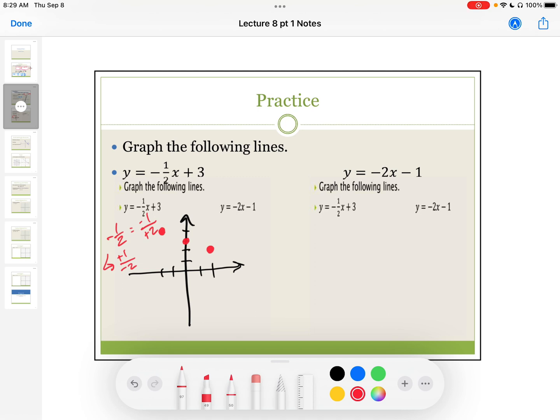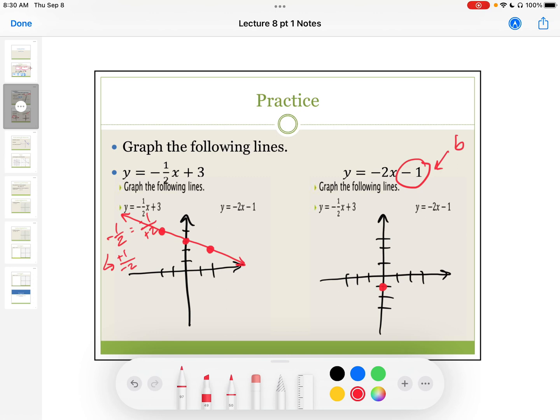Okay, so here is what my line should look like for y equals negative 1/2 x plus 3. Okay, next one, I've got y equals negative 2x minus 1. Okay, so this is our first one where our y-intercept is negative. So if I look at -1 for my y-intercept, I'm just moving down to the bottom part because that's where the negatives are on our y-axis.